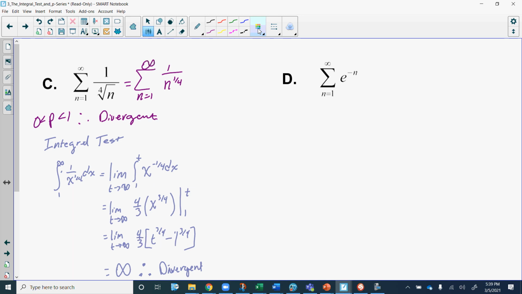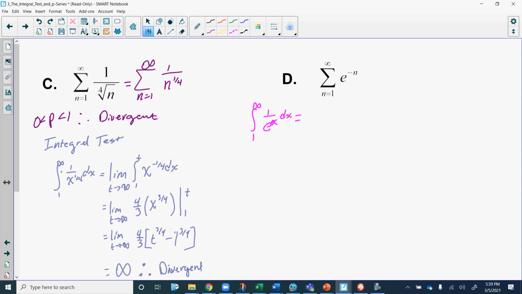I'm going to go ahead and get started. We're going to look at it in terms of a function. So I'm going to say the integral from 1 to infinity of, in this case, 1 over e to the n, or 1 over e to the x dx, if I'm looking at it in terms of a function.